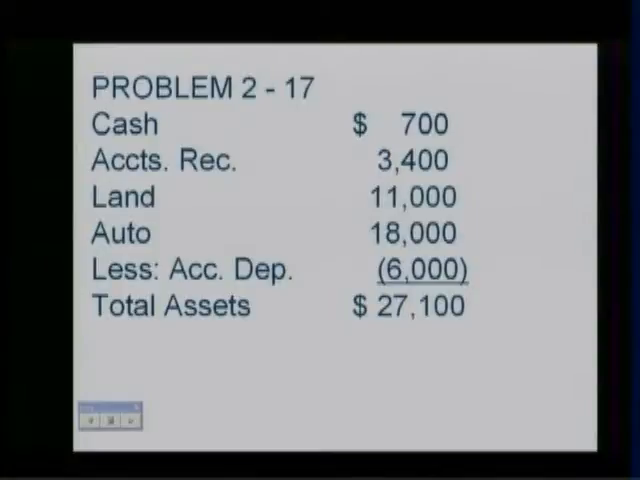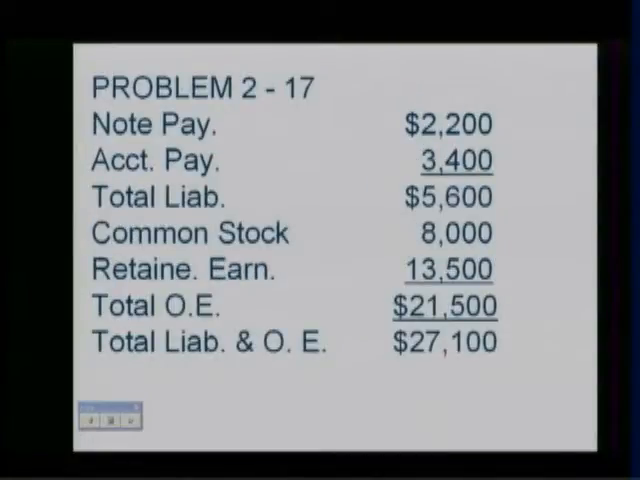Remember, assets will equal liabilities plus owner's equity. So you know the bottom line on this next slide is going to be $27,100 because it has to equal your asset side. It says in Part D that the company president doesn't know how much the note was signed for, so in the beginning, you have to leave off that $2,200. Just put your big question mark there.